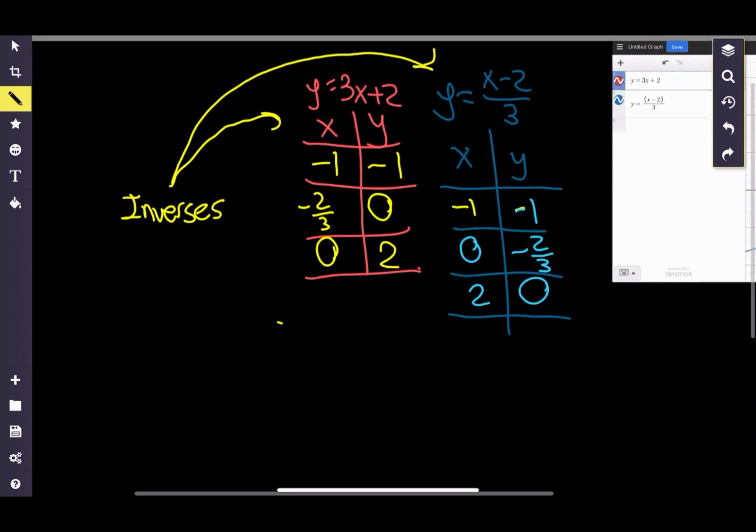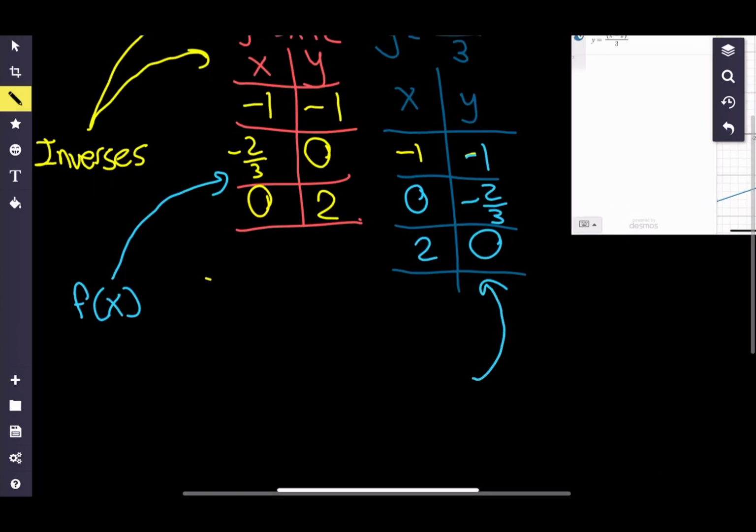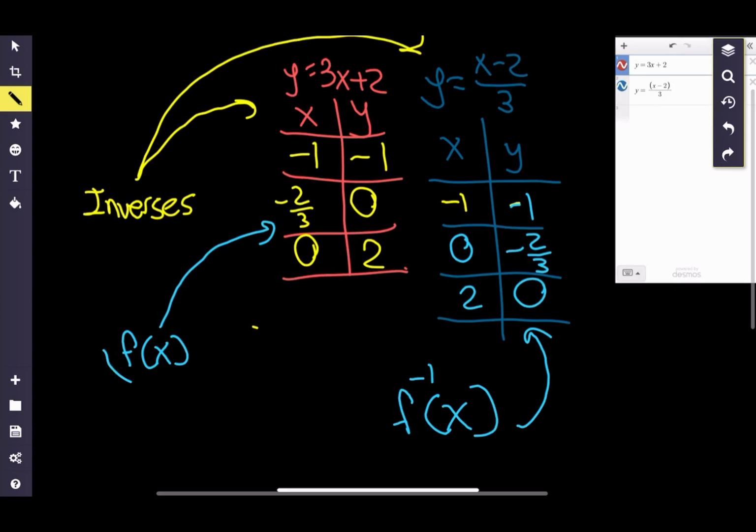And so if this is our original function, let's call this f of x, well, this would be the inverse of our function. And the way you denote that something is an inverse of another function is you write the same thing, f of x, except you put this -1 on the top. And this just means f inverse of x. So this is f of x, and this is f inverse of x.